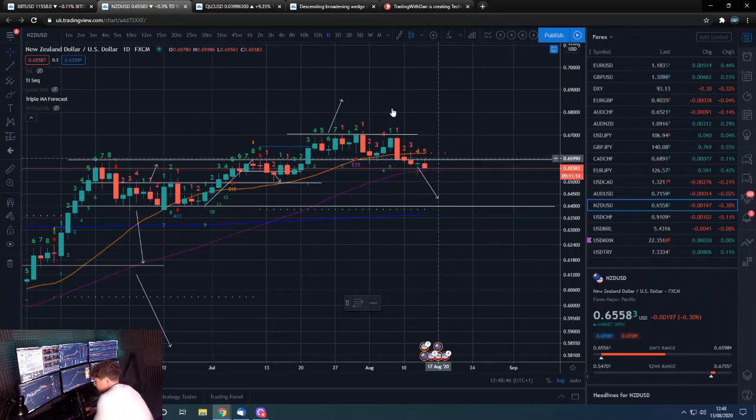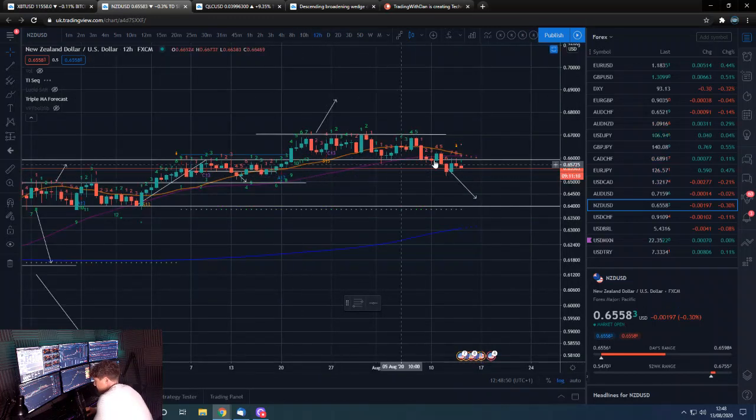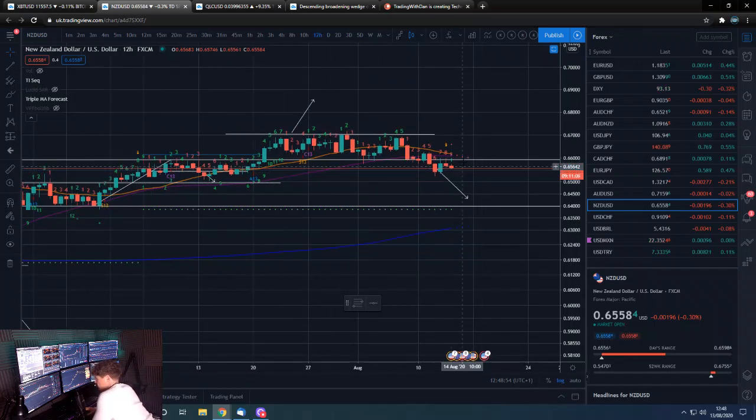Obviously stops above that horizontal. But yeah, this is looking like a breakdown now. We broke down, back tested, coming back down. 12-hour 9. I mean, maybe this is going to hold us up a bit.